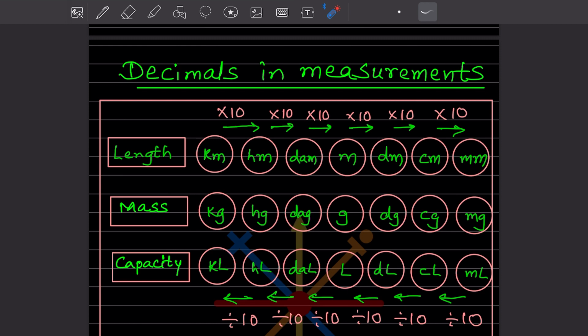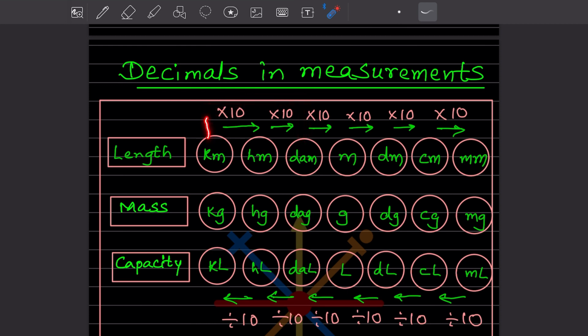Now here I have just shown you the conversions between the length, mass, and capacity. Let us see one for the length, and the same thing will be for the mass and the capacity. Now see, if we are converting from the kilometer to hectometer, can you see there is 10 in between. So 1 kilometer is what? 10 hectometer. Now, if you are converting from kilometer to decameter, how many tens are there? There are two tens, means you are going to say 1 kilometer is 100 decameter.